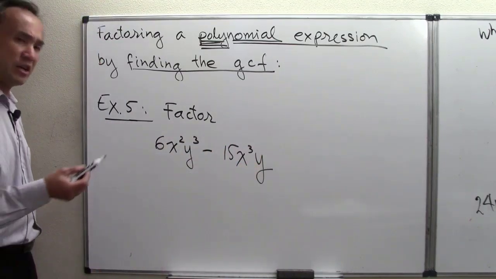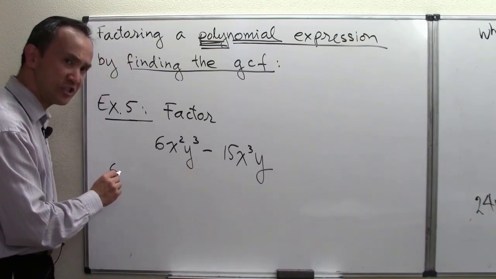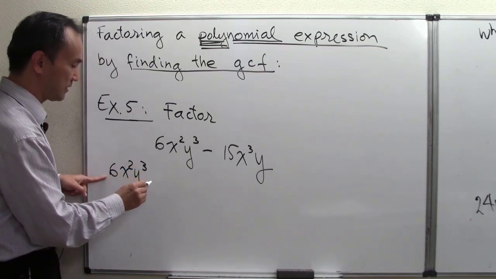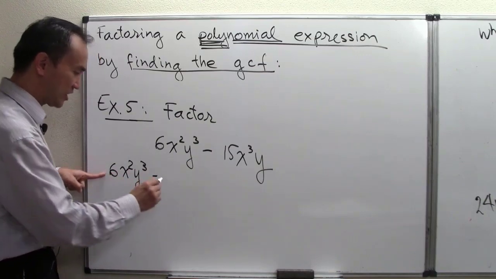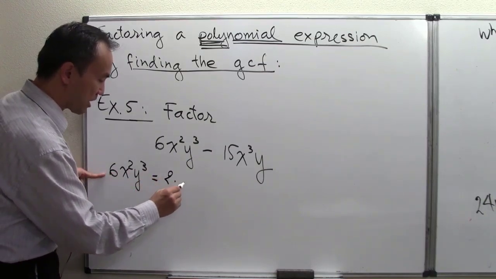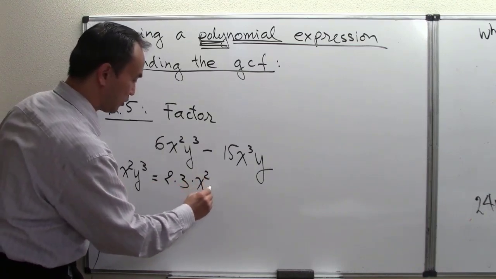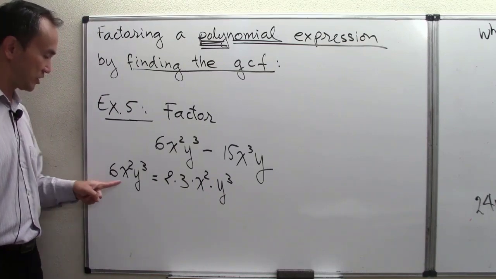So right after counting the 2 terms, I'm going to go ahead and find the GCF. So 6x squared y cubed. Writing the prime factors for 6x squared y cubed, I see 6 here as a product of the primes 2 and 3, and then multiply with x squared and multiply with y cubed. That's how I write the prime factors for 6x squared y cubed.